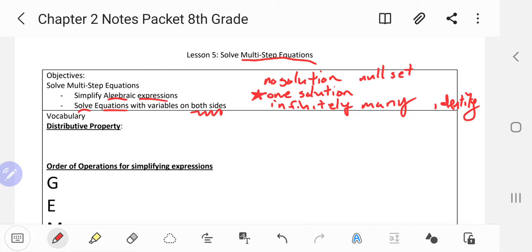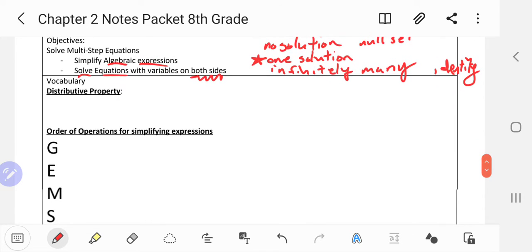Anyway, one solution is the ones that we've just typically had, where you have a variable and it equals a number, so you know that if you substitute that number in for the variable, then it'll make the equation true. The other ones, they're a little bit weird, so we'll talk about them in a sec.